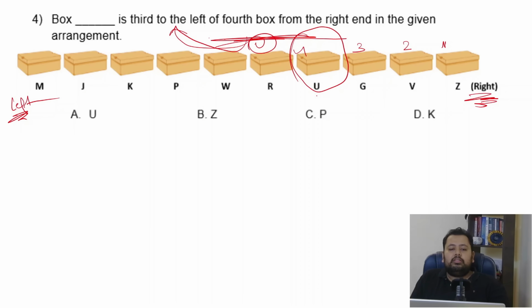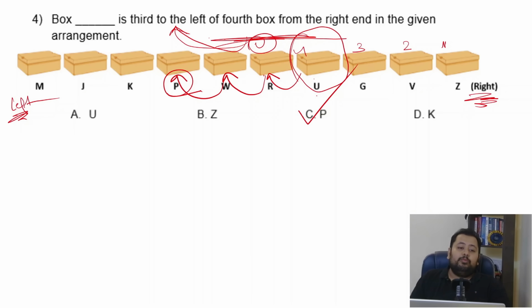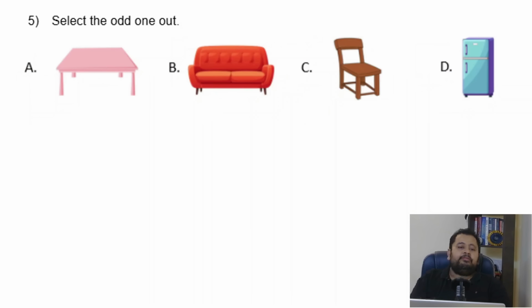Now, we need to find out third to the left of U. Third to the left of U is what? So first to the left of U is R, second to the left of U is W, and the third to the left of U is P. So option number C, P is your correct answer. I hope you got this one correct as well. If you did, give yourself a star. And now we move to question number 5.